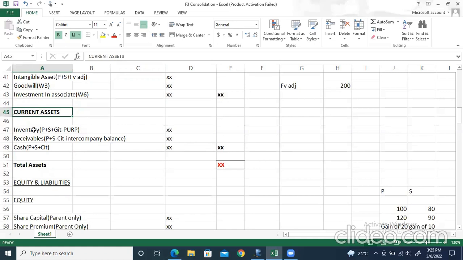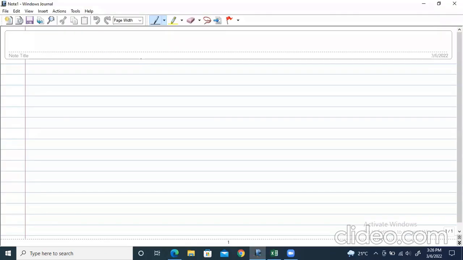And let's first discuss inventory over here. So in inventory, what we're doing is parent plus subsidiary plus GIT, which is basically goods in transit. It's a short form of that. Okay. Actually, let me explain this first so that we get a better understanding of that.